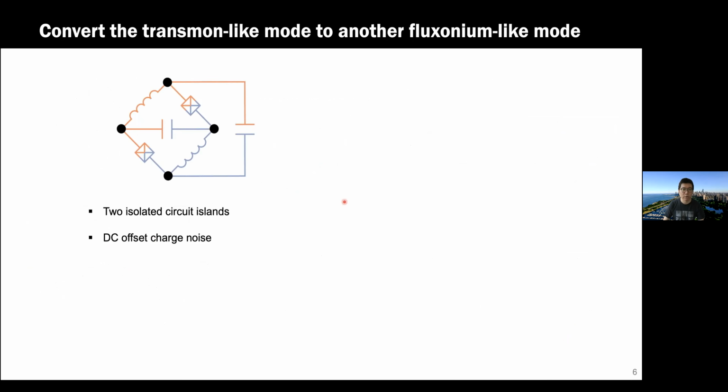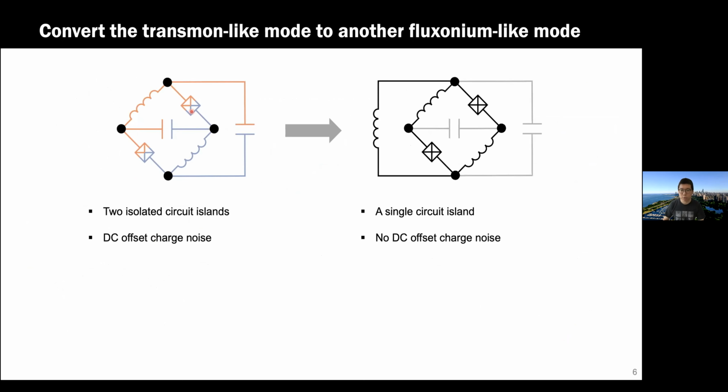So our idea here is to convert a transmon-like mode to another fluxonium-like mode. And the reason why the zero pi couples to charge noise is because the circuit has two isolated circuit islands, which are demarcated here by different colors. So imagine that if we now use an additional inductor to connect those two islands, then the circuit would only have a single island. And as a result, it would not be coupling to the DC offset charge noise. And those large shunt capacitors are no longer required. And we can have a large zeta mode energy and a suppressed photon shot noise.